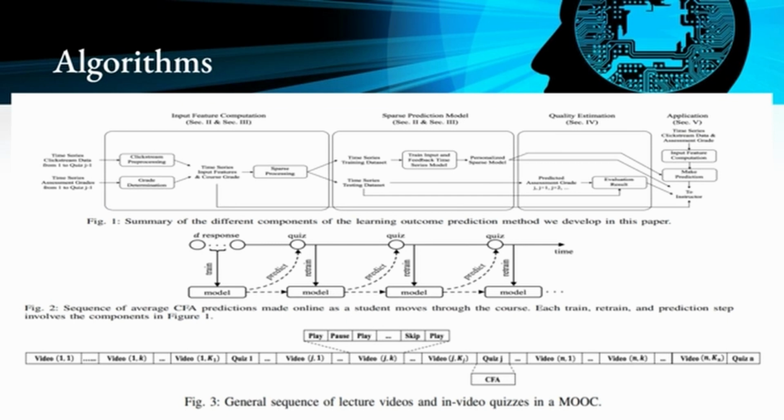Here we can see the summary of different components of the learning outcome prediction method in figure 1. Figure 2 shows us the sequence of average CFA predictions made online as a student moves through the course. Here each step, train, retrain and prediction, involves all the components in figure 1. Figure 3 shows the general sequence of lecture videos and in-video quizzes in a MOOC, or massive open online course.